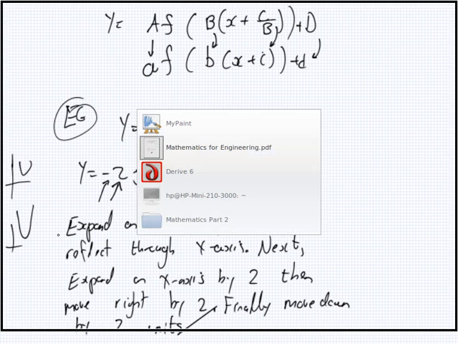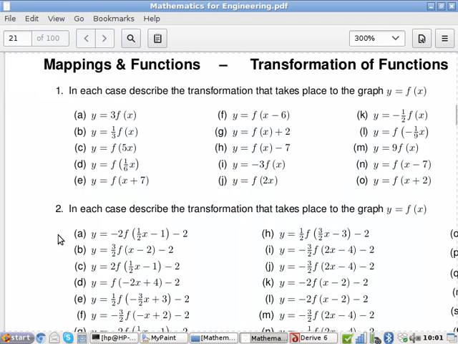Okay, guys, can you try this one, please? Can you try to do B here?